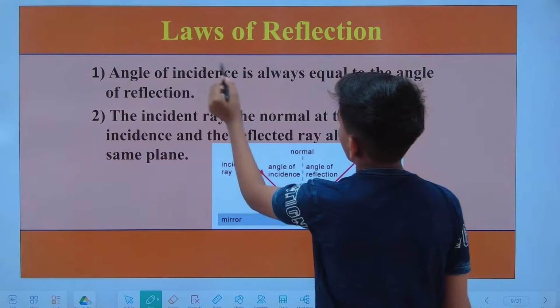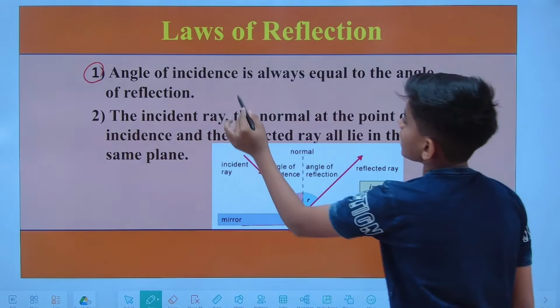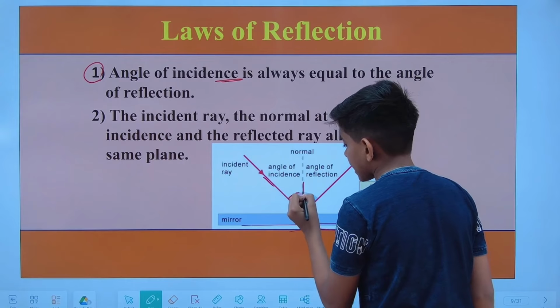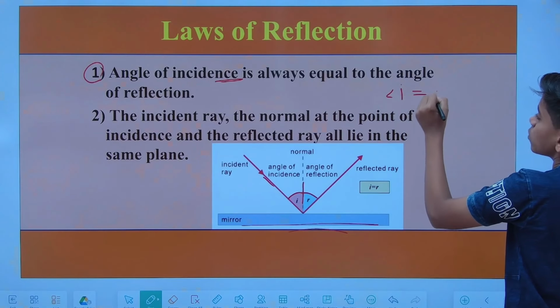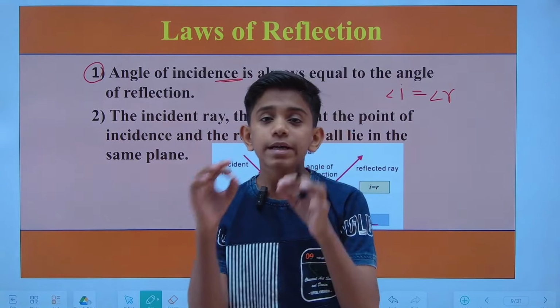Our first law of reflection is that when a reflection happens, the angle of incidence, which is the angle formed between the incident ray and the normal, is always equal to the angle of reflection. So here we can say angle of incidence is always equal to angle of reflection. This law is followed by all reflections.